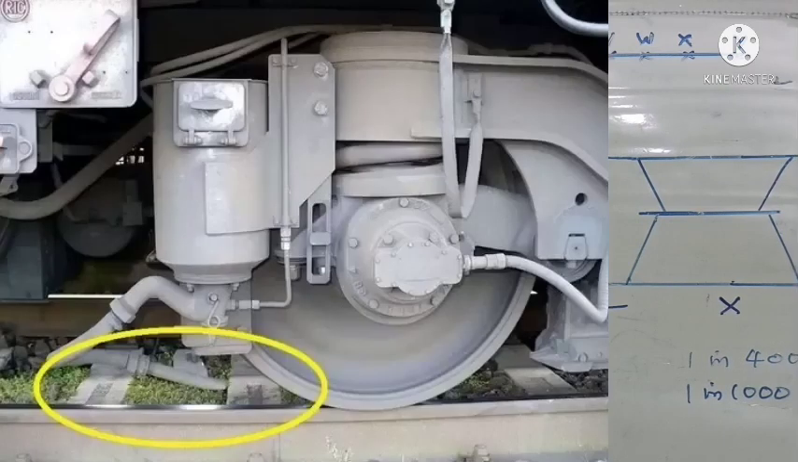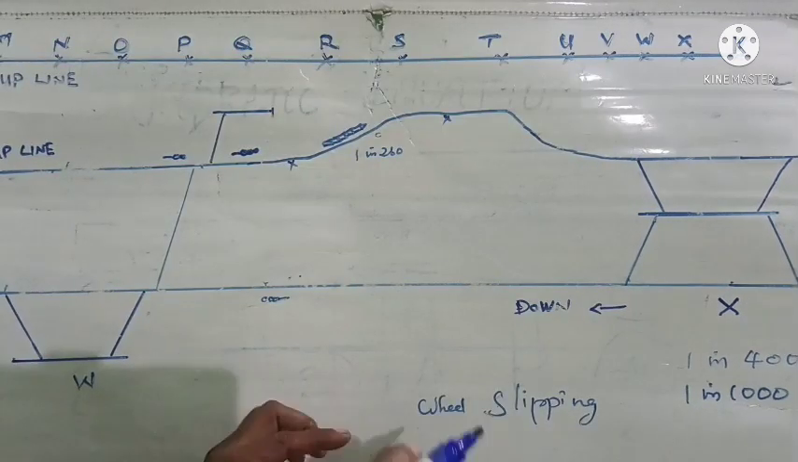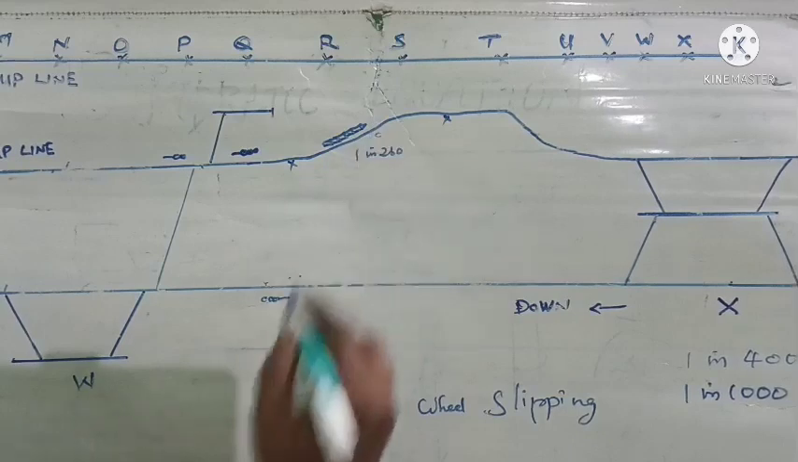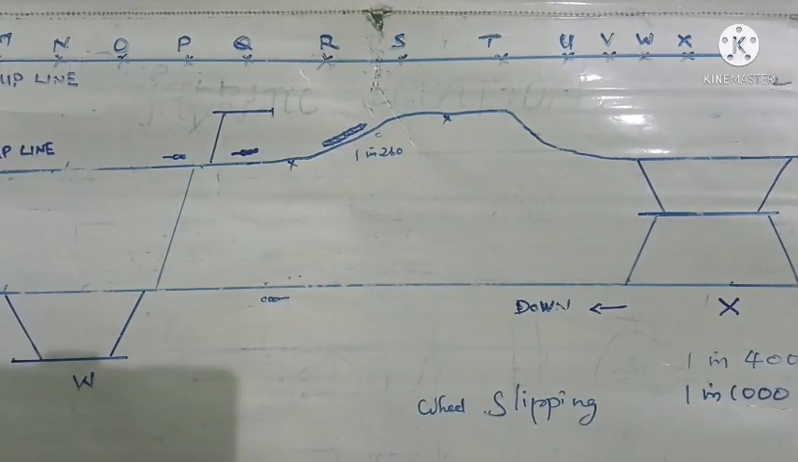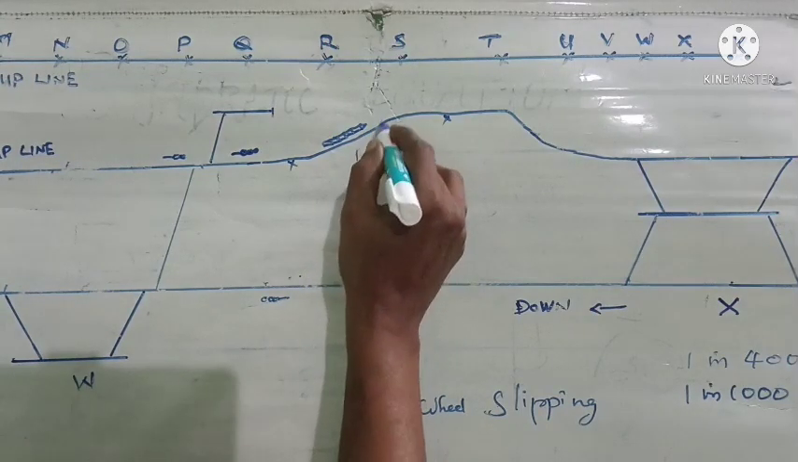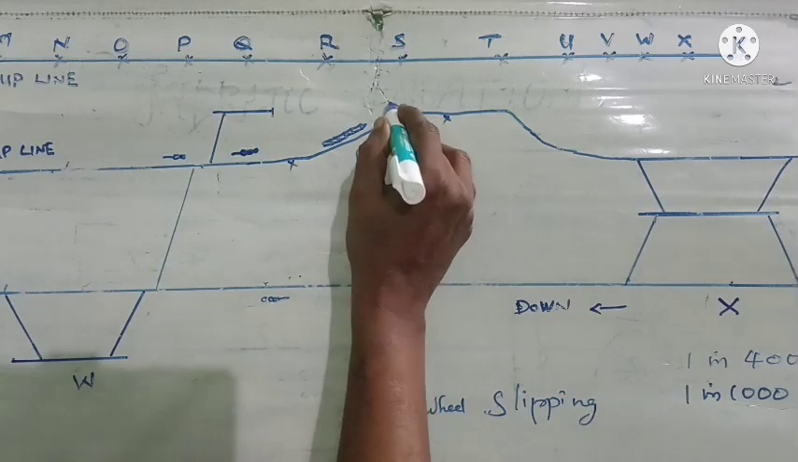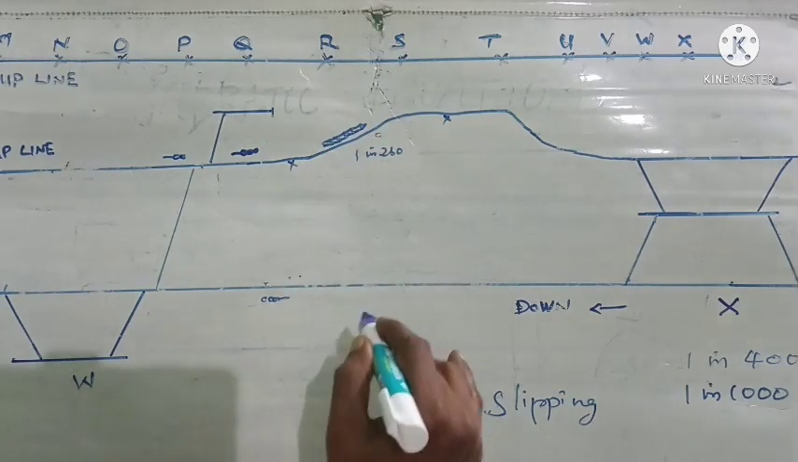In every engine, in the front there will be two boxes called sanders, that is sand boxes, which are filled with dry sand, and this dry sand will be dropped through a tube on the rails. You know the track has two rails. On both rails this sander will drop dry sand, so that the sand between the rail and wheel will give sufficient grip. Now the loco pilot has operated the sander and the sand has fallen on the rails.